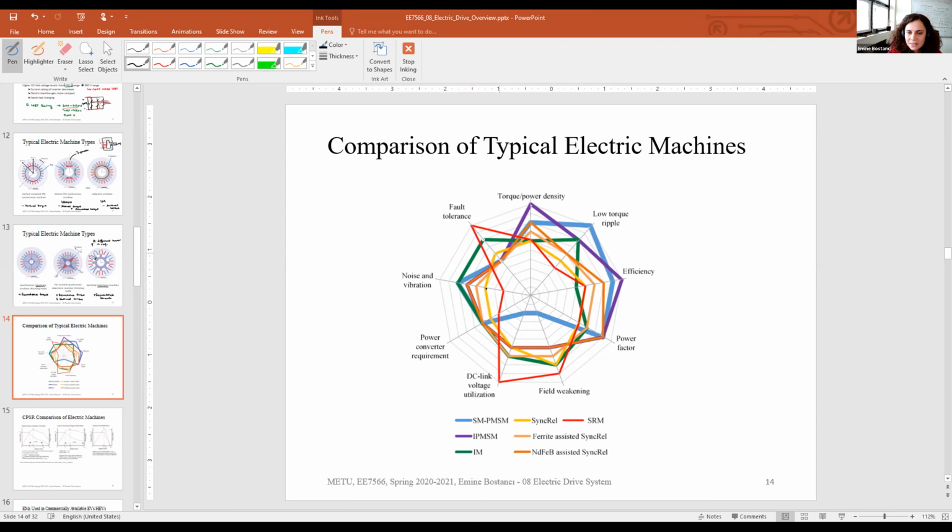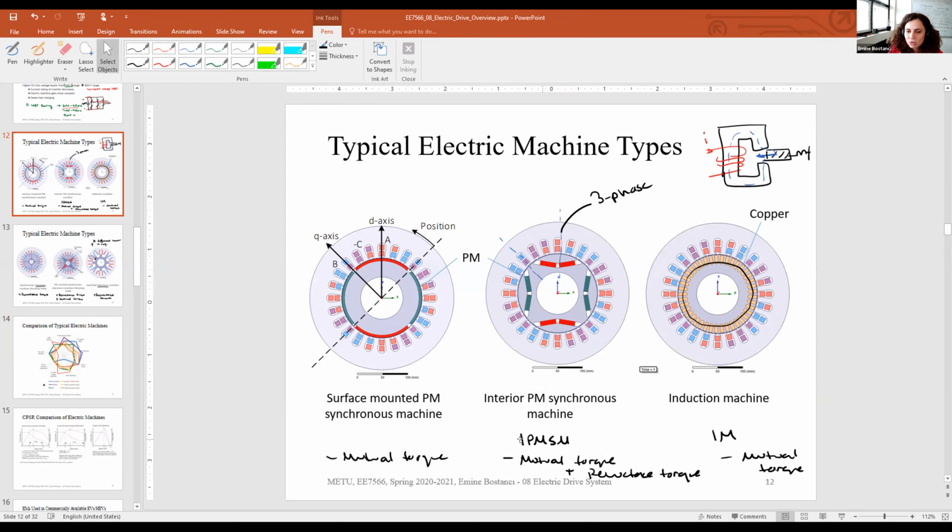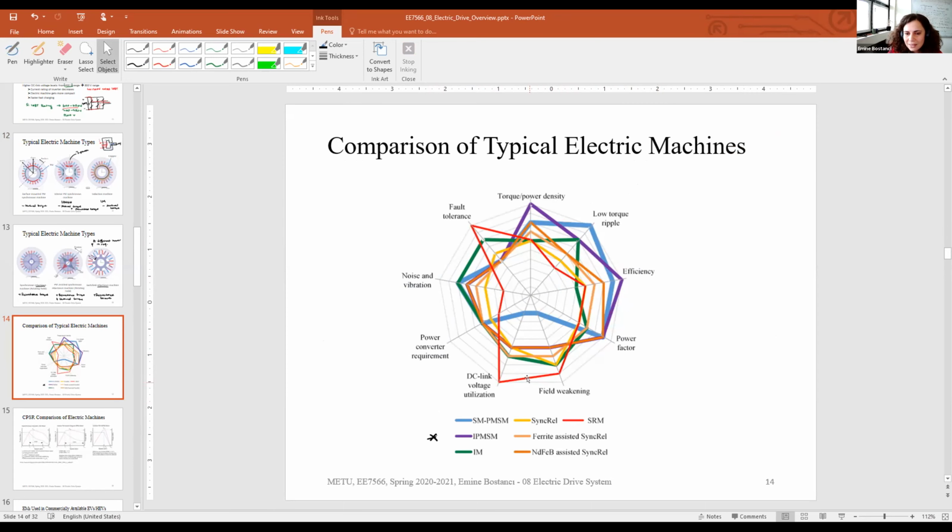One thing that we see is IPMSM is quite advantageous in terms of the torque, power density, efficiency, and power factor. IPMSM is this configuration, interior permanent magnet synchronous machine, where we have both the mutual torque and the reluctance torque. Moreover, it has some problems in terms of the fault tolerance.